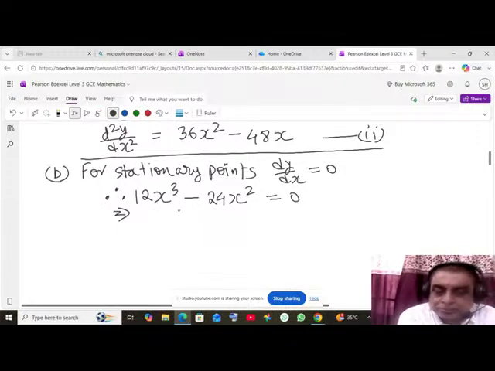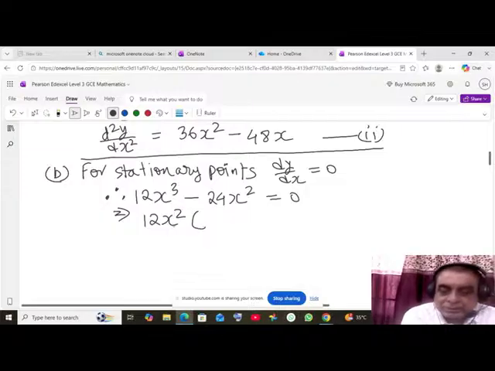Take the common from the left hand side of the equation. So 12 is common and x squared is common. Now divide both the terms by 12x squared and write it within the bracket. So 12 divided by 12 is 1. No need of writing 1. X cubed divided by x squared is x. Write x. Now minus 24x squared you divide with 12x squared.